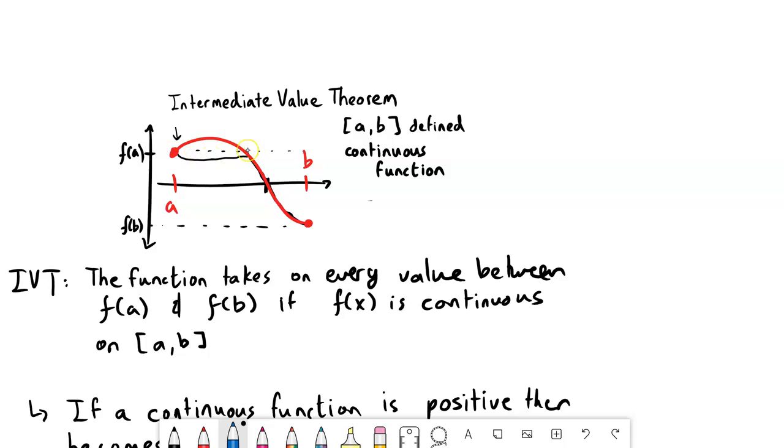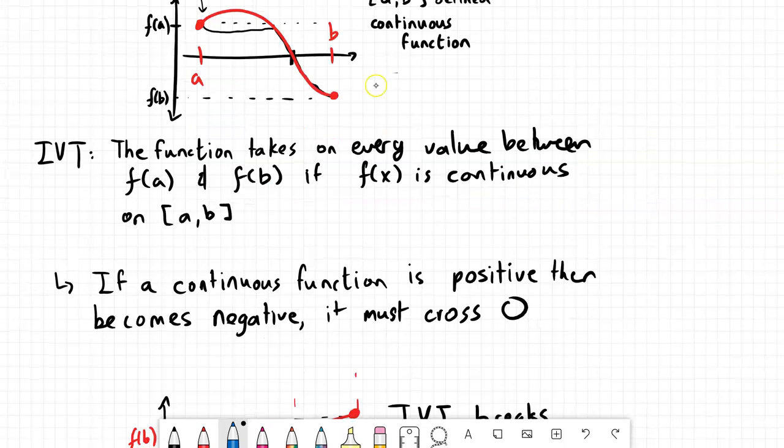So f of a and f of b, every single value right here. It's going to at least pass it at least once. It might pass it more than once, but the guarantee is that it's going to pass every single value. And typically we want to see if it's positive and turns into negative, it must cross 0. That's the idea we're going to hold on to.